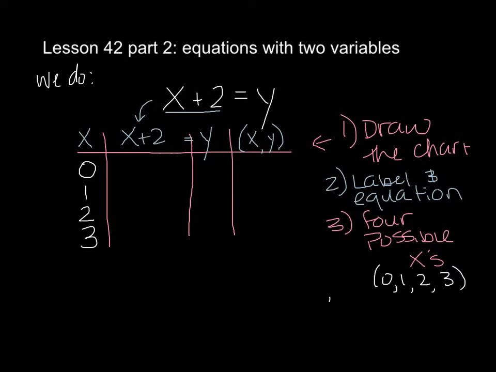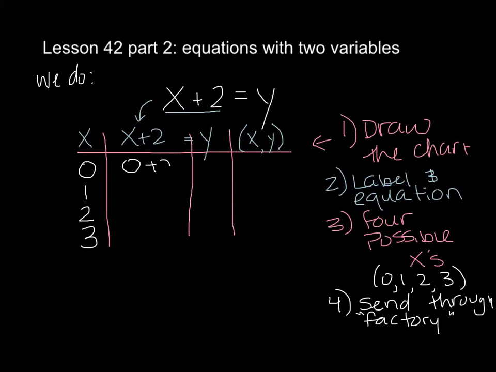And then finally, you're going to send them through the factory. What I mean by that is we're going to put into the equation x plus 2: 0 on this one, x is 0. This one, x will be 1. This one, x will be 2. And this one, x will be 3. So let's put it in.